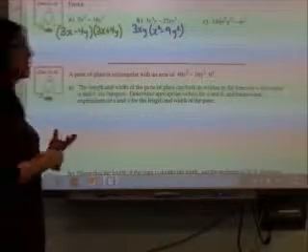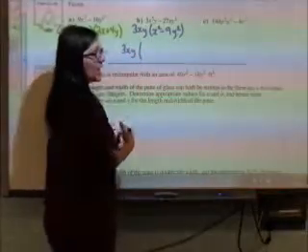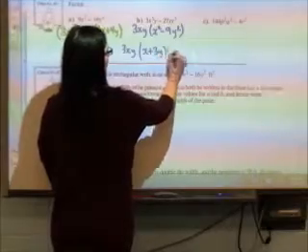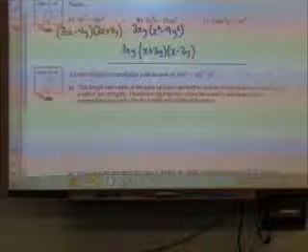So now I can finish this off with my difference of squares. The 3xy still remains, it doesn't go anywhere. And now I have an x plus 3y and an x minus 3y.